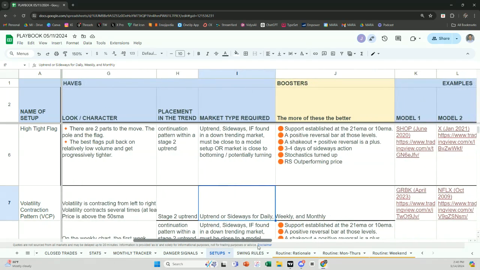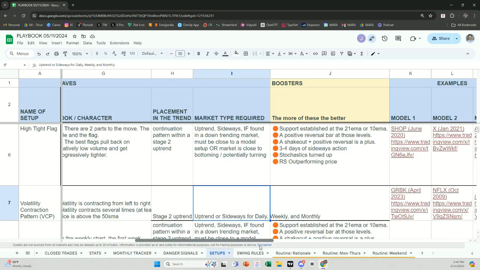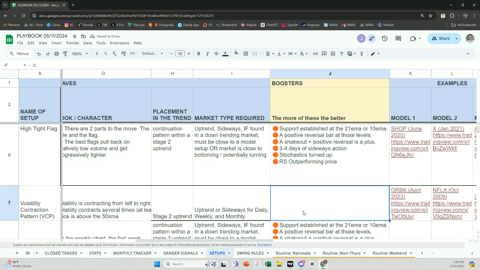Okay, so we want the market type to be in uptrend, sideways, uptrend to sideways for daily, weekly, and monthly. And so that's what I'm looking for. As far as the boosters go, I just noticed that we're already about 10 minutes over. So if you've got to scoot, no hard feelings, but if not, we'll keep rolling.